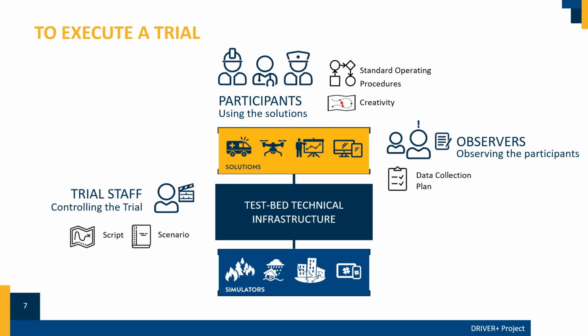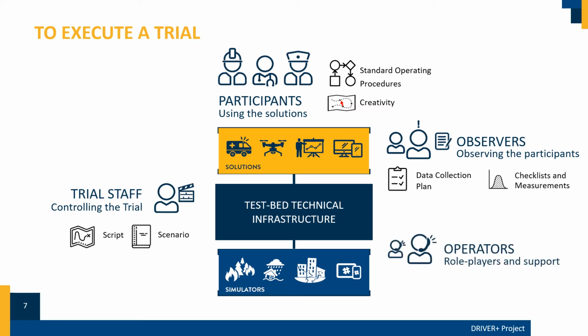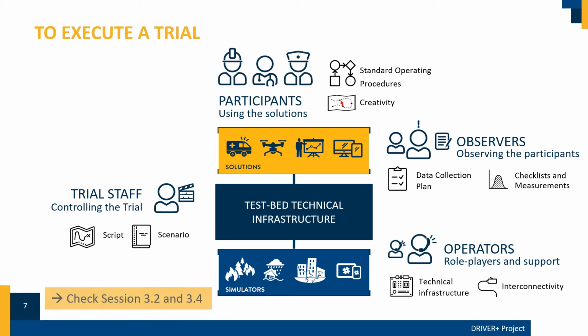The trial staff is supported by operators and role players. They use the simulators and provide role-played injects. The operators also use the technical setup to troubleshoot technical issues if they occur. And they are there to make sure that the digital data sent over the technical infrastructure is also logged and stored for evaluation. Because a trial requires quite a setup and several persons involved, it is crucial to do dry runs before doing the actual trial run. You will learn more about this in sessions 3.2 and 3.4.